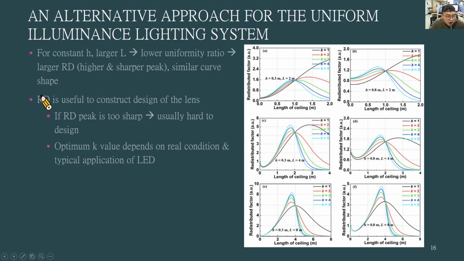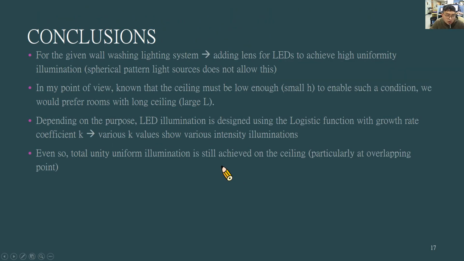And then what is RD useful for? It is very useful in design construction of the lens. If the RD peak is too sharp, it is usually hard to design. So in various cases, there will be various optimum K value, and it depends on the real condition and what the LED application is used for. So we cannot generalize everything. And these are the conclusions.